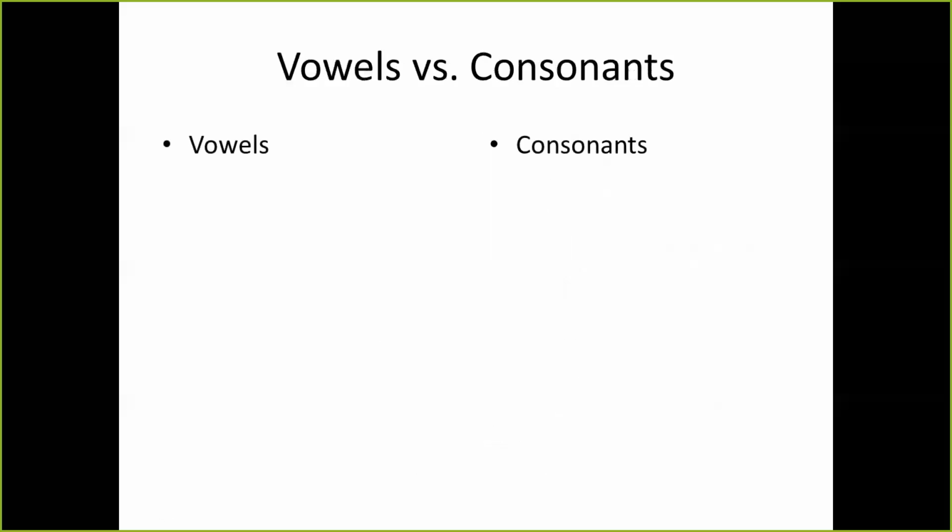All right, so to summarize and talk about a few other things we haven't discussed, let's compare and contrast vowels and consonants. So vowels have an open vocal tract, while consonants are closed or nearly closed.